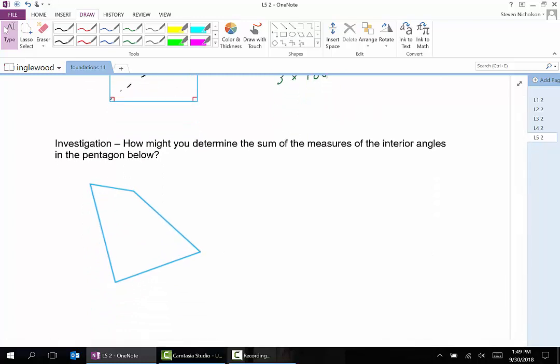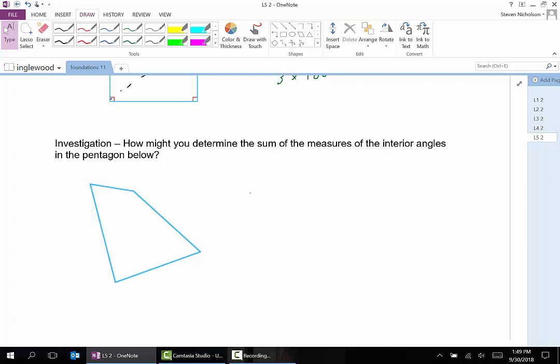And again, in a minute, pause the video and you try it and see if you do the same thing I might do. So we want to figure out the measure of the interior angles of this pentagon. It has 5 sides to it. And again, you could measure it, I guess, but see if you can do it without measuring.